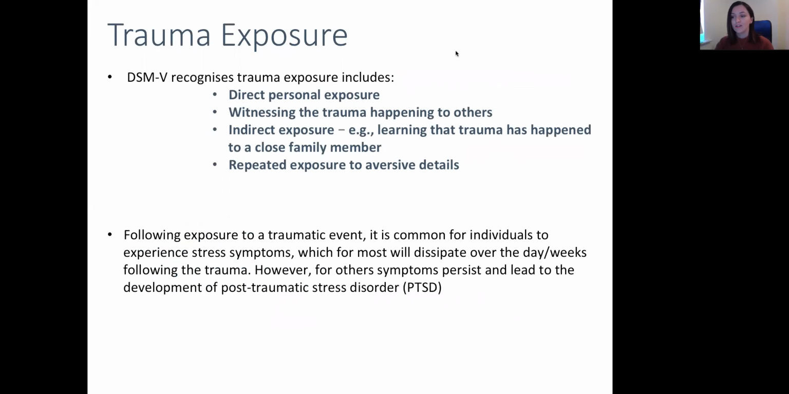The DSM-5 also recognises that trauma exposure can take many different forms. So, for example, there's direct personal exposure, so the event happening to oneself. There's witnessing the trauma happening to other people, for example, witnessing a car accident happening in front of you. There's indirect exposure, so just learning that the trauma has happened to a close family member or a loved one.